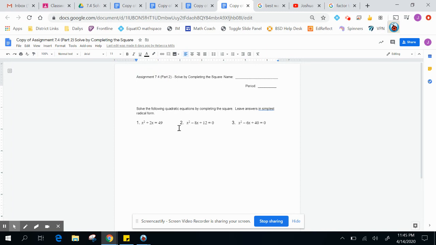This one right here you can do, but if you'll notice, as soon as we subtract 12 on both sides, we're going to end up taking the square root of a negative. And we in Algebra 1 say that that means there are no real solutions. That is an Algebra 2 concept known as imaginary numbers. So we're not going to do that.